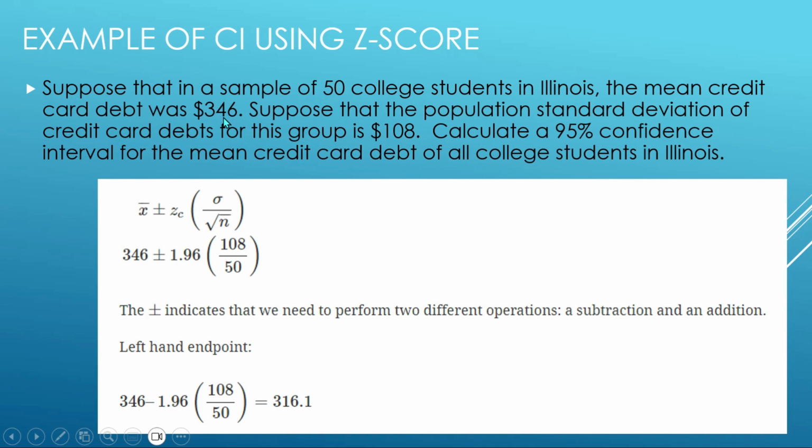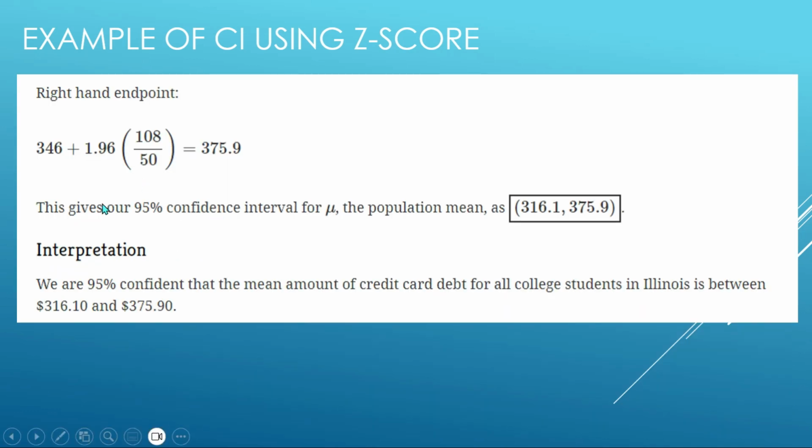But of course, this 346 is not the actual mean of the population. We do not know the mean of the population, that is, of all the students. But we know the standard deviation of the population. So from the standard deviation of the population, we can find the interval for the mean of the population. We cannot calculate the actual mean value, but we can calculate the range of values in which the actual population mean will lie. So the actual population mean will lie between $316 and $375.